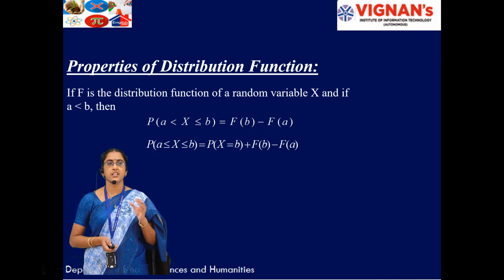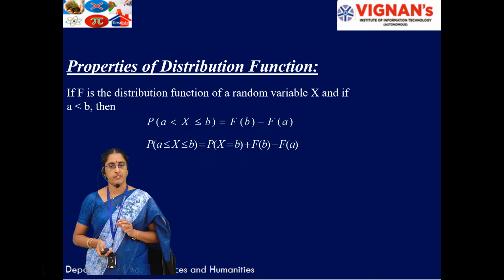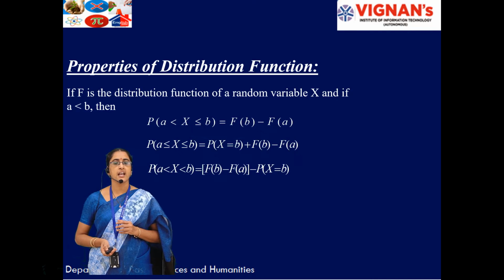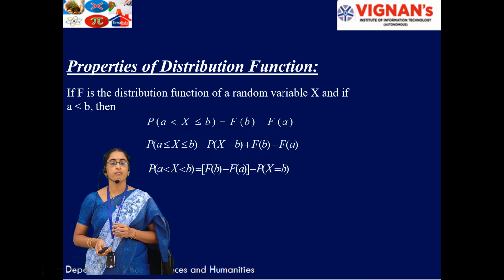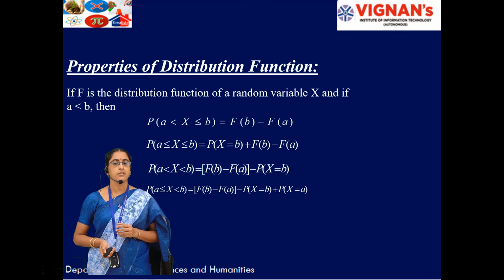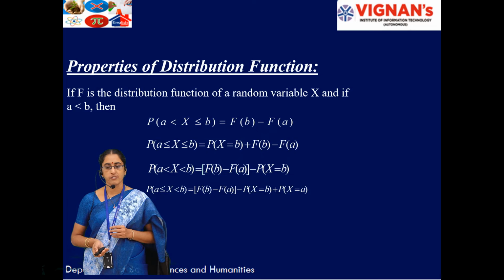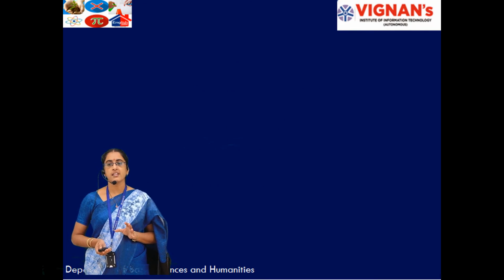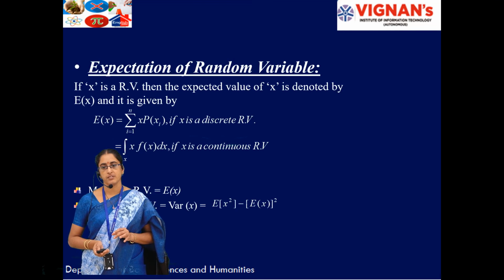Again, we have a relation between distribution function and density function also. Density function should be represented by small f of x, and distribution function should be represented by capital F of x, right? Then probability of a less than x less than b is simply F of b minus F of a minus probability of x equal to b, right? And probability of a less than or equal to x less than b is F of b minus F of a minus probability of x equal to b plus probability of x equal to a. Since here a is less than b, we have to remember that condition, right? So these are some properties of distribution function.